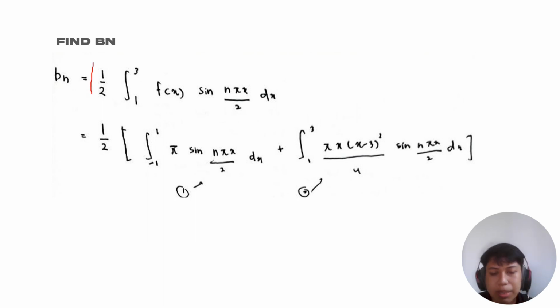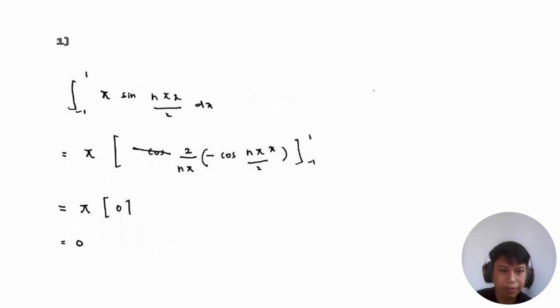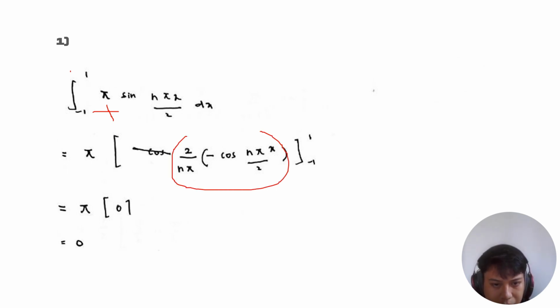This is the same as the previous one, but the only thing that changed is the sign. So we put our fx like before, pi and this, and we also separate them into two parts. Okay, the first part is pi. We integrate like before, but in this one we integrate sine, we get a negative cos. So after we substitute the value, we get the first part is only 0.